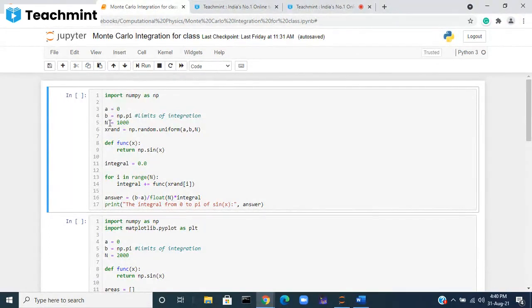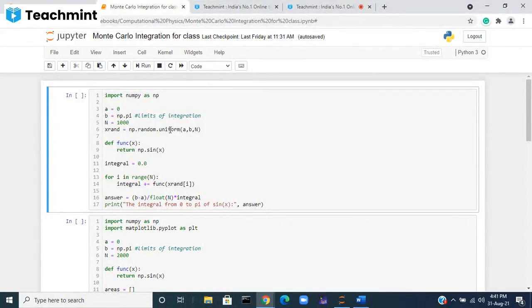And how many random points do we want to generate in the range 0 to pi? We want to generate 1000 random points, so n equal to 1000. The variable x rand is numpy dot random. Inside the numpy library there is a module called random, and in it there is a function called uniform.